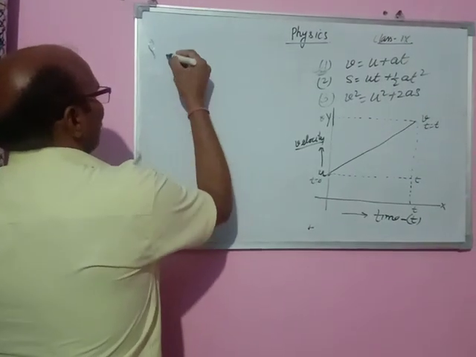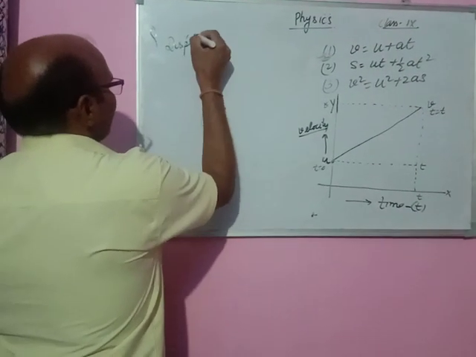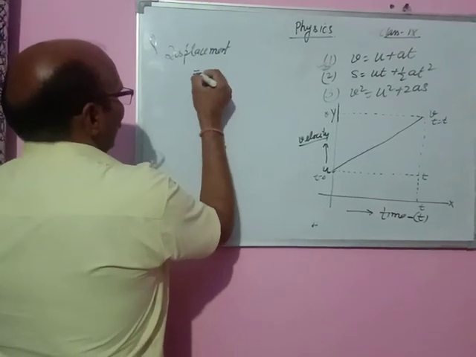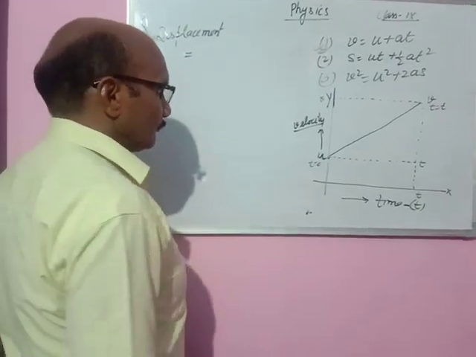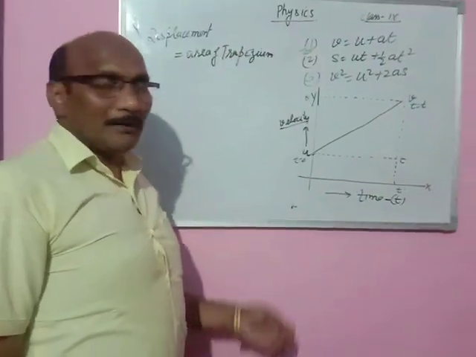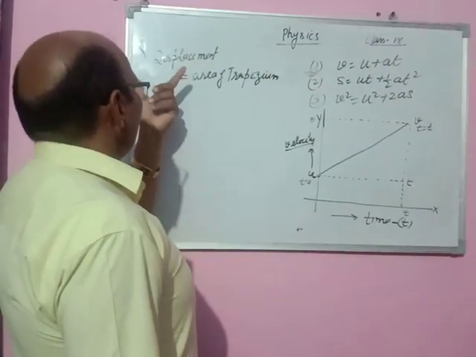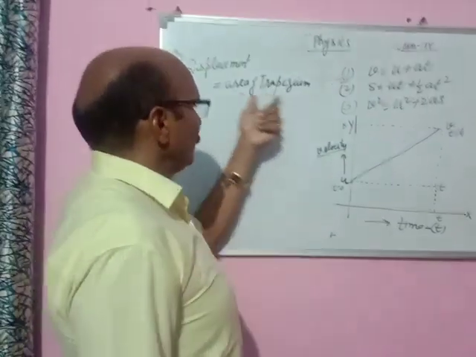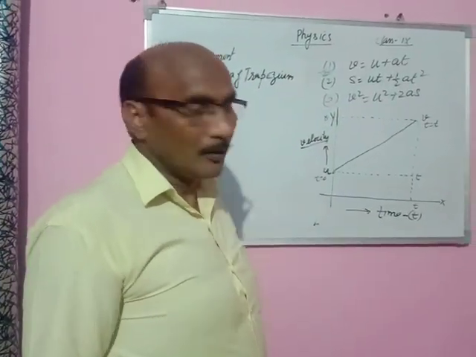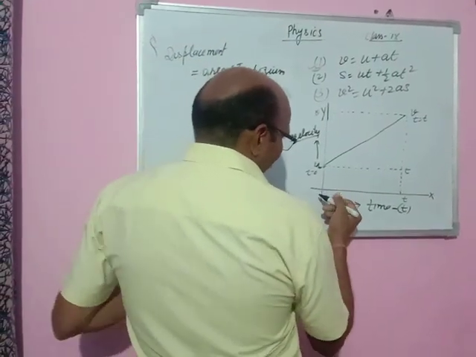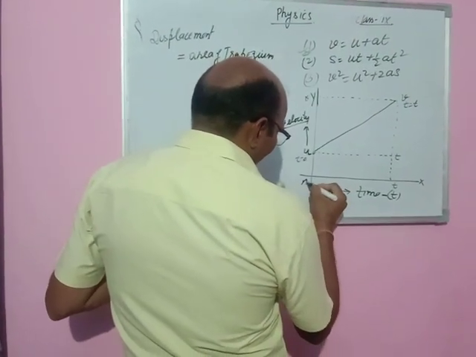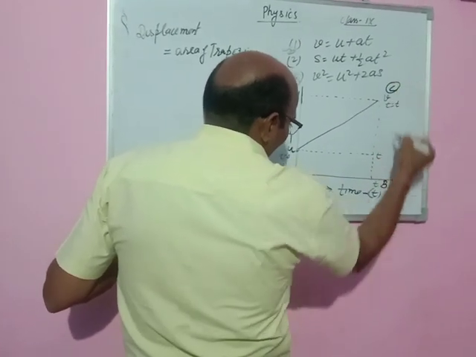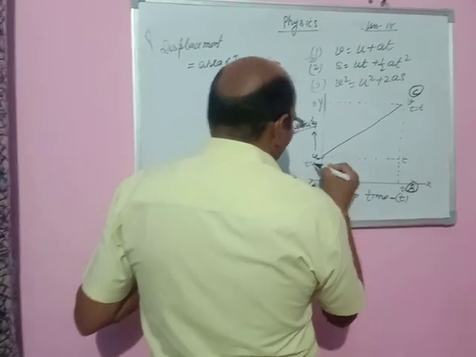We know the displacement is equal to... To derive the second equation of motion, we will start from the point that the displacement of the object will be equal to the area of the trapezium. This is the trapezium. This point is A, this point is B, this point is C, and this point is D.